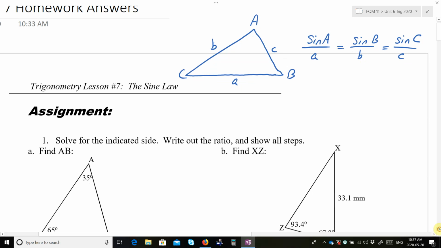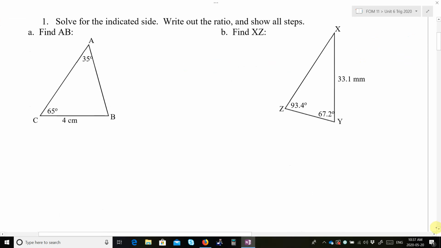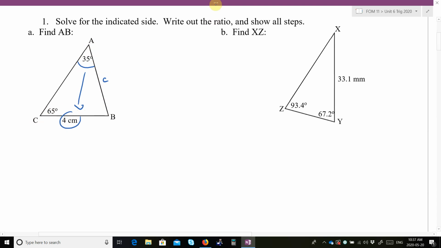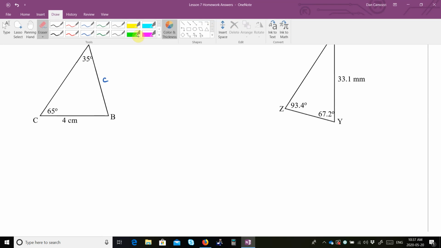Okay. So let's do number 1 here. Solve for the indicated side. Write out the ratio and show all steps. It wants us to find from A to B. So it wants us to find this side here, which is across from the C. So it wants us to find little c. And we need to have what's called an angle-side relationship, an angle and its opposite side, to be able to use the sine law. And fortunately, we do.